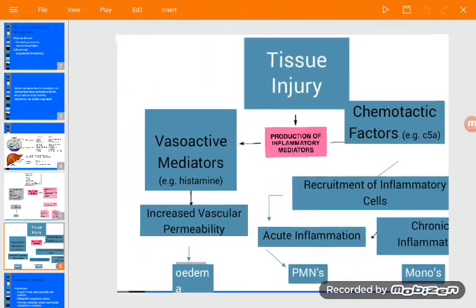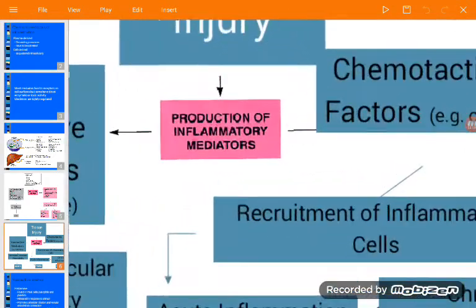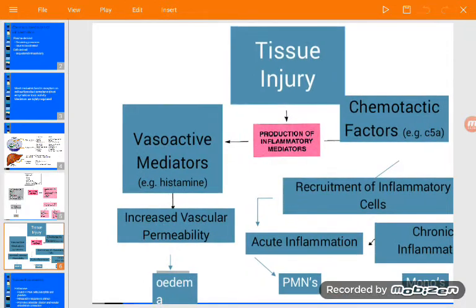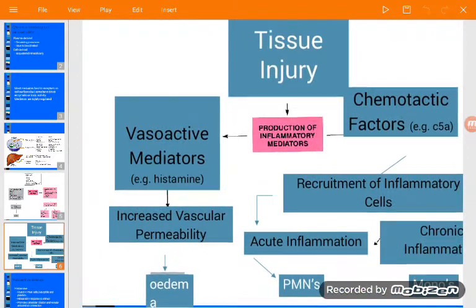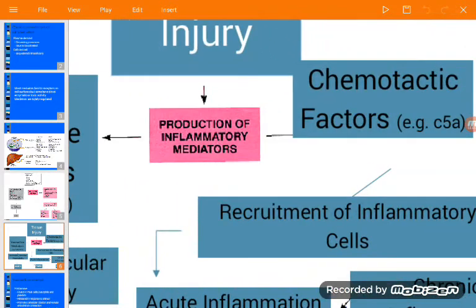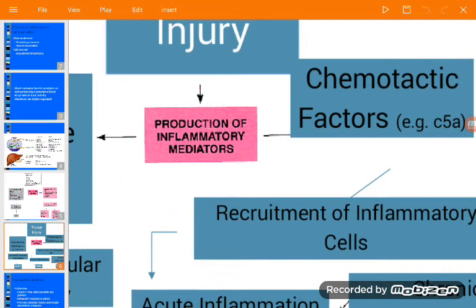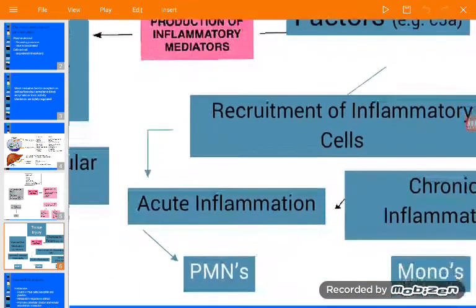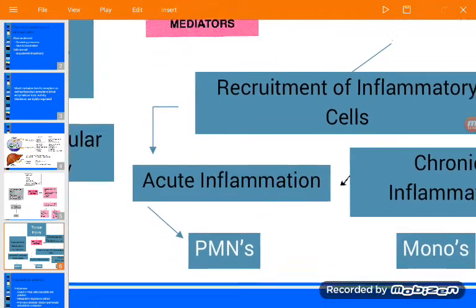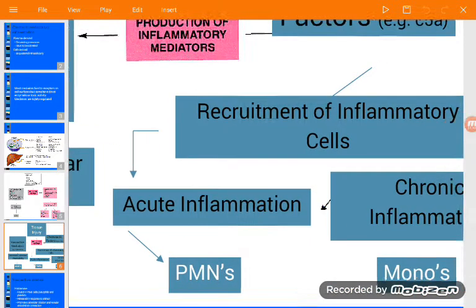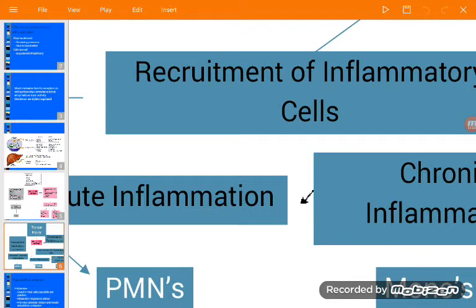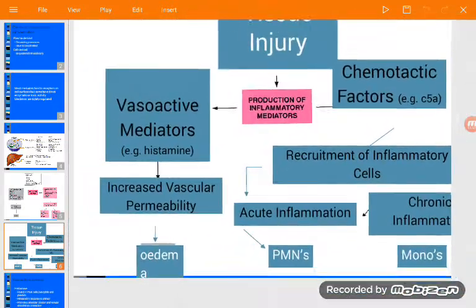This is again tissue injury leading to inflammation and production of inflammatory mediators with vasoactive activity, leading to increased vascular permeability and edema, or with cellular effects, leading to cellular activation and chemotaxis, recruitment of cells to the area of inflammation. For acute inflammation, there is recruitment of polymorphonuclear cells, which are neutrophils. In chronic inflammation, mainly monocytes in the form of macrophages, lymphocytes, and plasma cells.